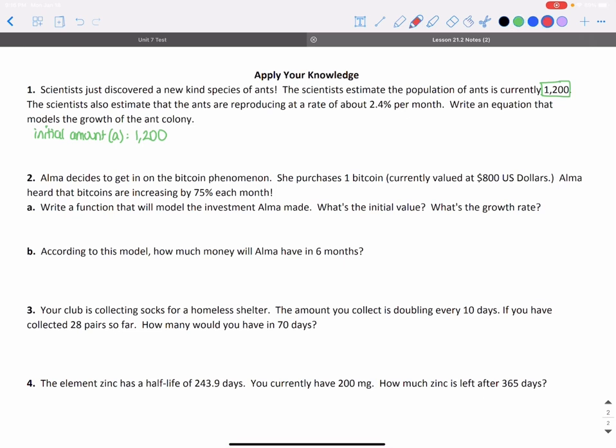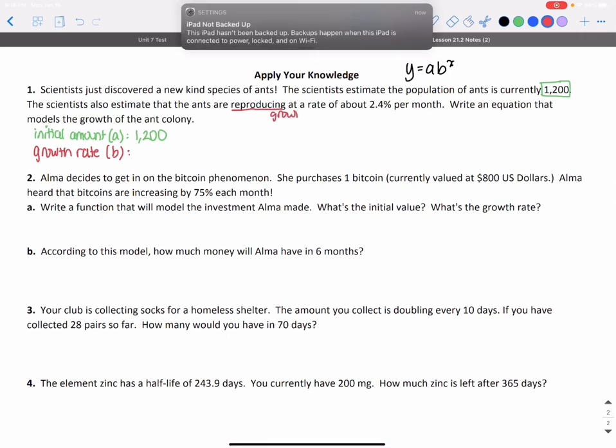And then I want to find the growth rate. The growth rate is b, in the function y is equal to a times b to the x power. This is the base formula for an exponential function. In word problems, I want to look for words that mean increasing or decreasing. In this case, I see the word reproducing, which means to increase, so I know it's growth, at 2.4% per month.